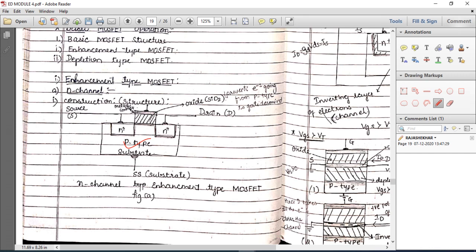Okay, so now look at this. It consists of a P-type substrate which acts as a basic foundation on which the device is going to be constructed. Okay, so now here we have two N plus doped regions. So these are the two N plus doped regions, and here we call them as.